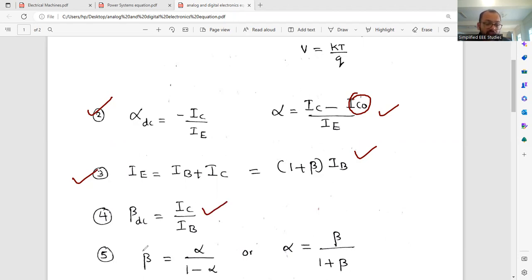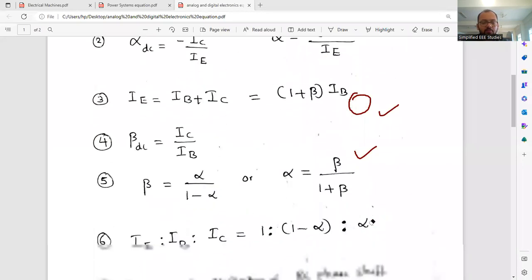There is a relation between alpha and beta where people are making a lot of confusion. So no confusion, you can directly remember the formula. Beta is equal to alpha by 1 minus alpha, or alpha is equal to beta divided by 1 plus beta. You try to study any one of the formulas correctly, then you can derive the other easily. Fine. So this is very important, the relation between alpha and beta.